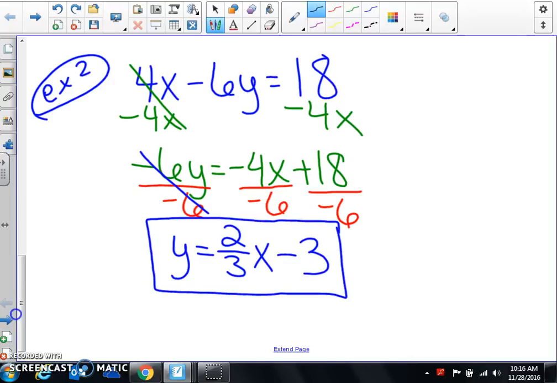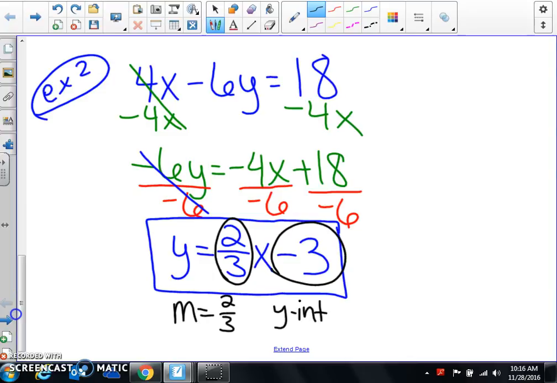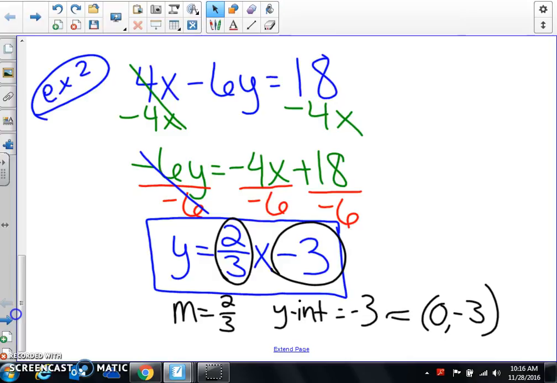And then if I said, hey, what's your slope? You would say my slope is 2/3. My y-intercept is negative 3, which is the same thing as 0, negative 3. Alright, so let's actually start graphing.